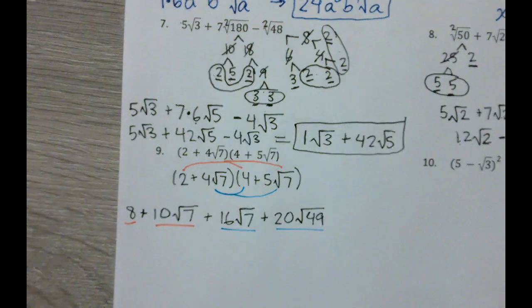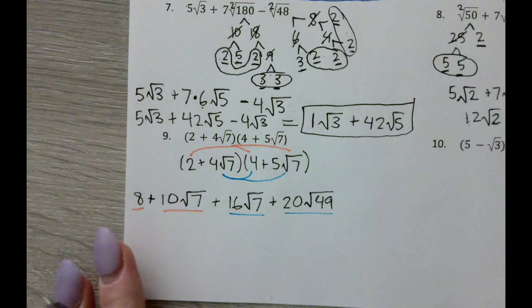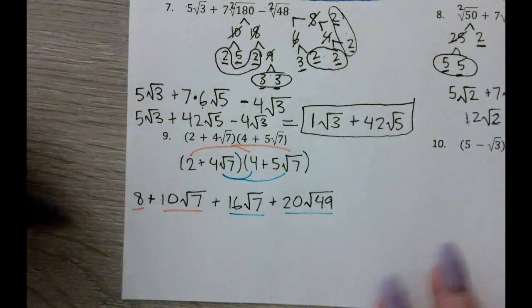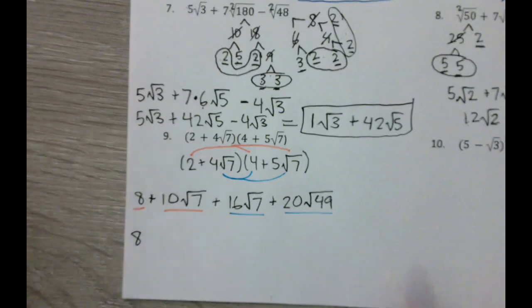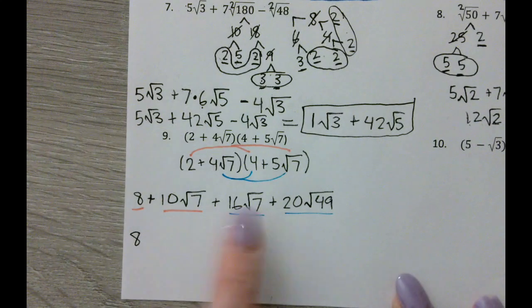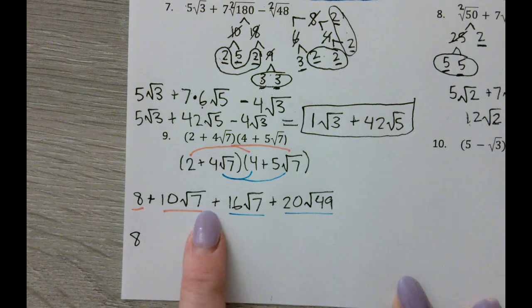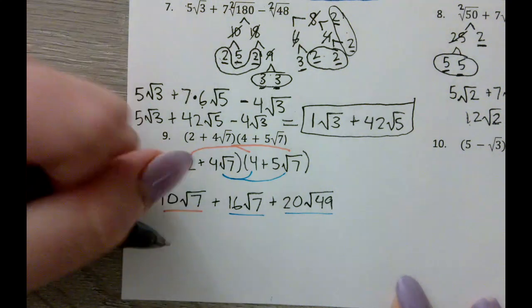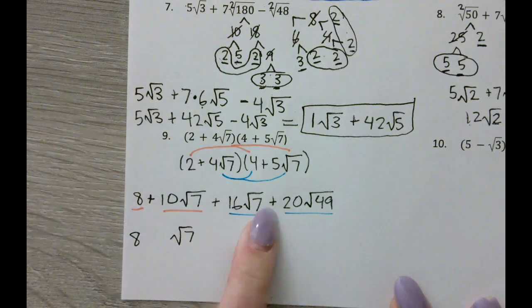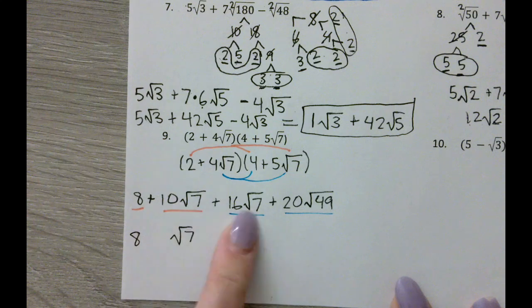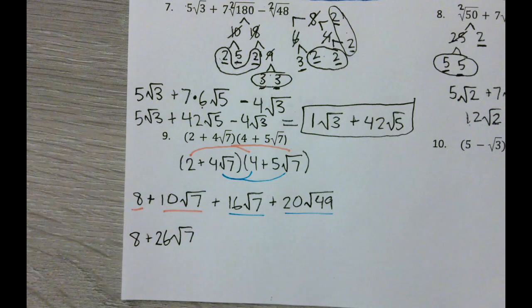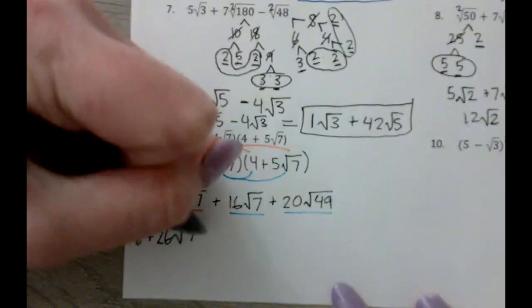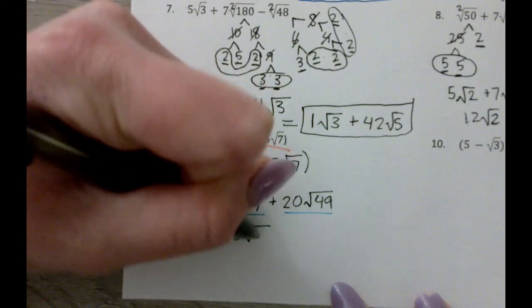All right. Now you can always condense a little bit at least. So 8, there's no other solid whole number, so 8 is just going to be 8. My middle two terms both have that square root 7, so that means I can combine these. So you just do the math. So I'm going to have a square root 7 in my answer. And then 10 and 16, when you add those, you get 26. So plus 26. And then I'm going to bring this down. Plus 20 square root of 49.